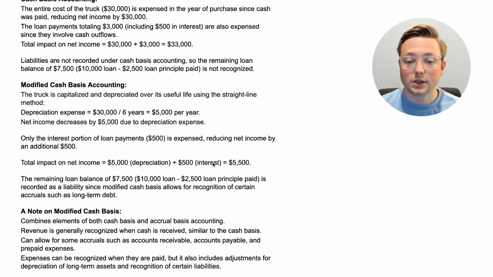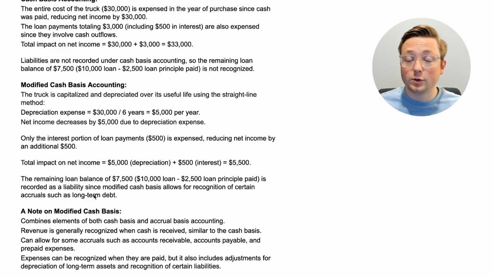So $500 is going to be an interest expense, and then the remaining loan balance of $7,500, again, that $10,000 less the $2,500 loan principal that was paid, is recorded as a liability, since modified cash basis allows for recognition of certain accruals such as long-term debt.